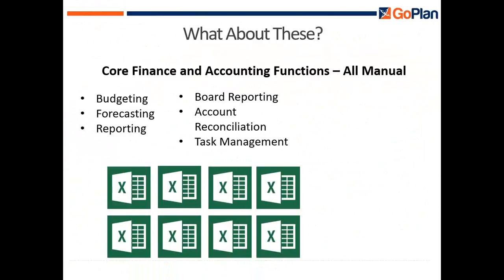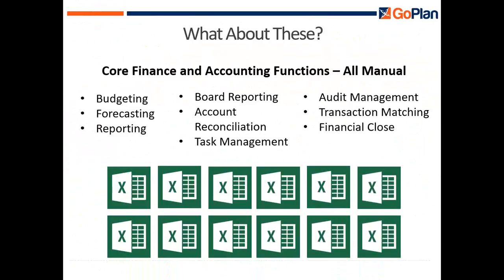The majority of our customers are reconciling their accounts every month in Excel by practically eyeballing them from spreadsheet to spreadsheet. Incredibly difficult to do. And lastly, what about audit? What about matching any various transactions in the organization that you're doing manually today, and the actual close and the task management behind the close, also done manually?